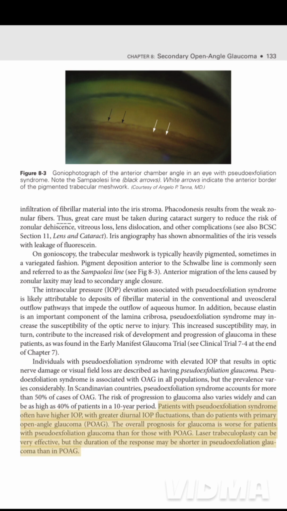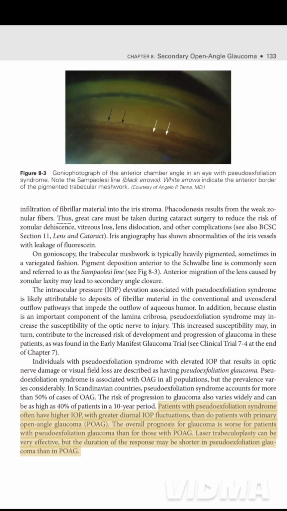Patients with pseudoexfoliation syndrome often have higher IOP, with greater diurnal IOP fluctuations, than do patients with primary open-angle glaucoma, POAG. The overall prognosis for glaucoma is worse for patients with pseudoexfoliation glaucoma than for those with POAG. Laser trabeculoplasty can be very effective, but the duration of the response may be shorter in pseudoexfoliation glaucoma than in POAG.